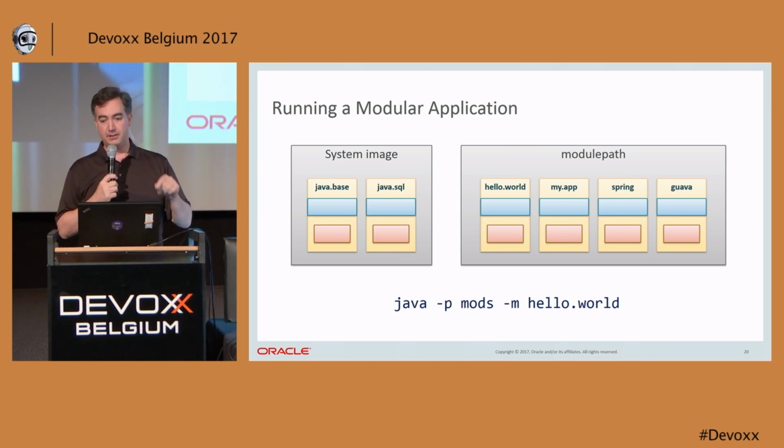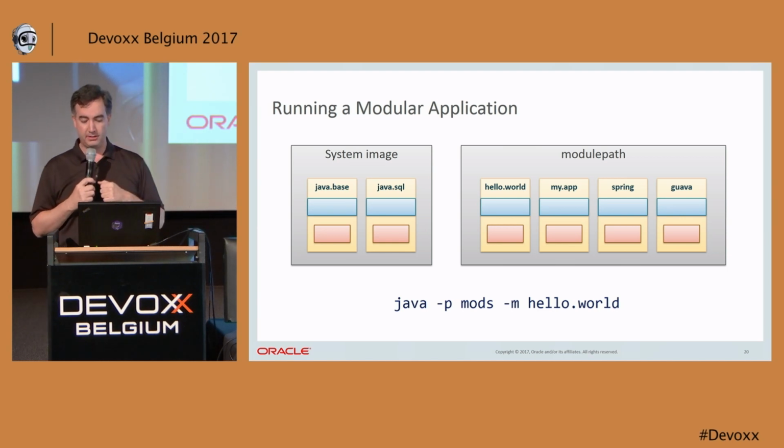So java -p mods specifies that modular jars are to be found in the mods directory, and -m helloworld specifies the module to run.